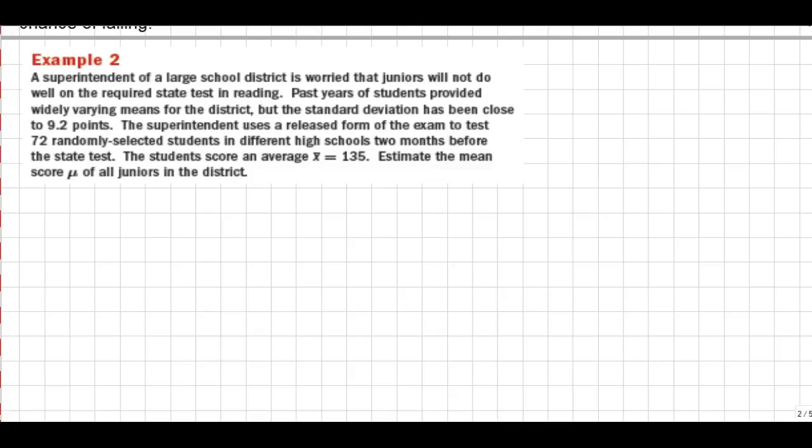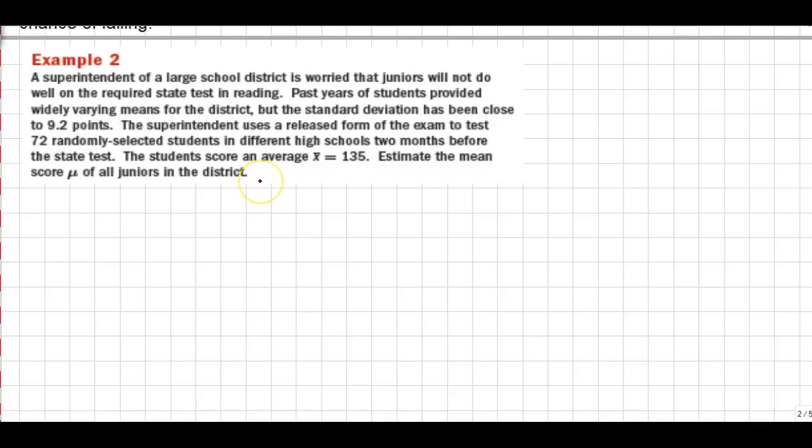Let's go ahead and try another example. This is example 2 in your book. A superintendent, which is basically like the principal of a whole district, not just of a single school, of a large school district is worried that juniors will not do well on the required state test in reading. Past years of students provided widely varying means for the district, but the standard deviation has always been close to 9.2. The superintendent uses a released form of the exam, a past form of the exam, to test 72 randomly selected students in different area high schools 2 months before the real test. The students score on average 135. Estimate the mean score mu of all juniors in the district.